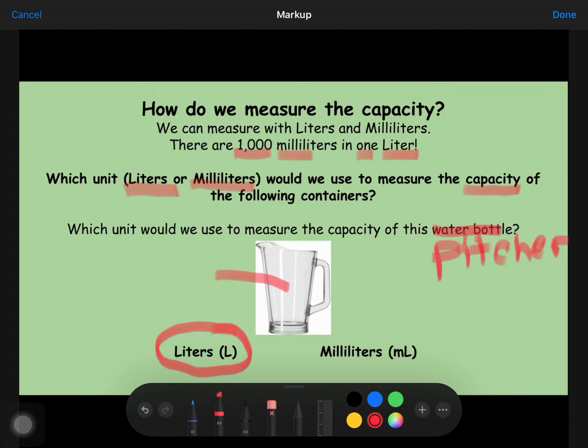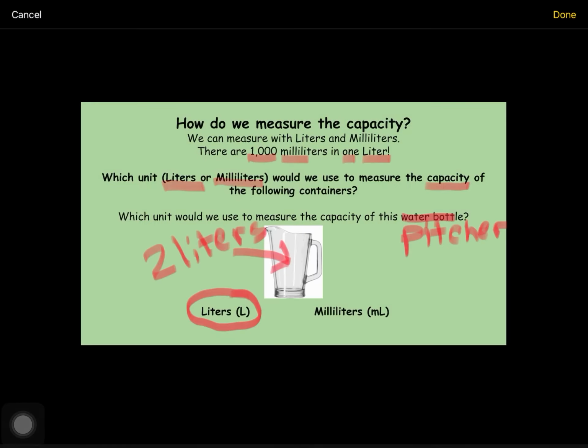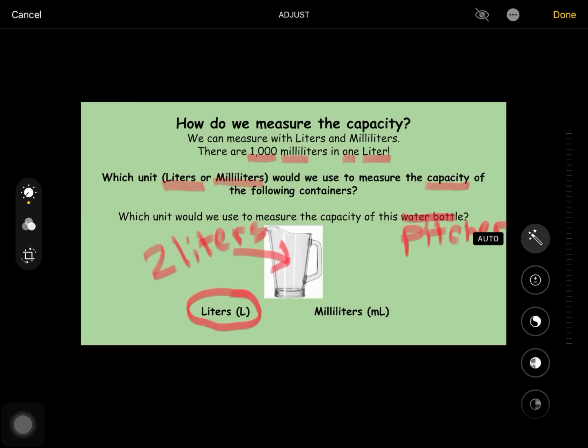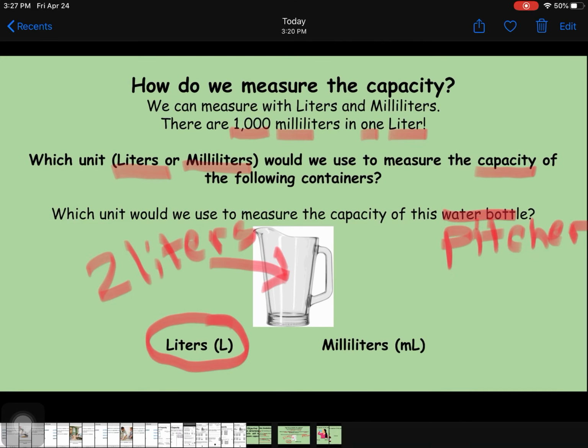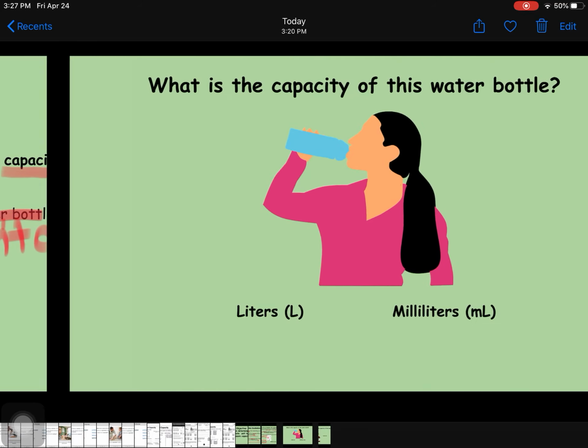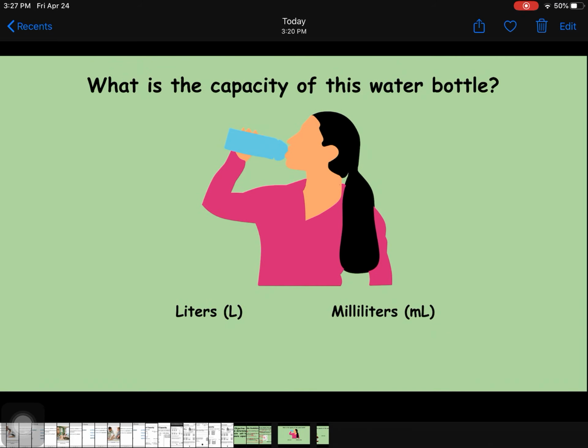And this pitcher will hold maybe about the same as the big soda bottle. It will hold maybe about 2 liters, okay? We would have to measure for sure, but we're just making a guess today in our lesson. So this would hold about 2 liters, all right? What is the capacity of this water bottle?